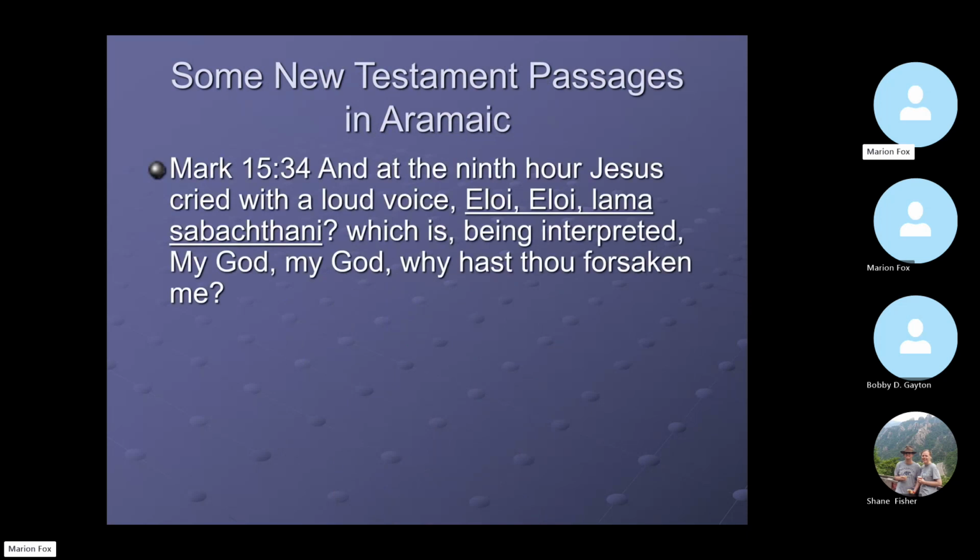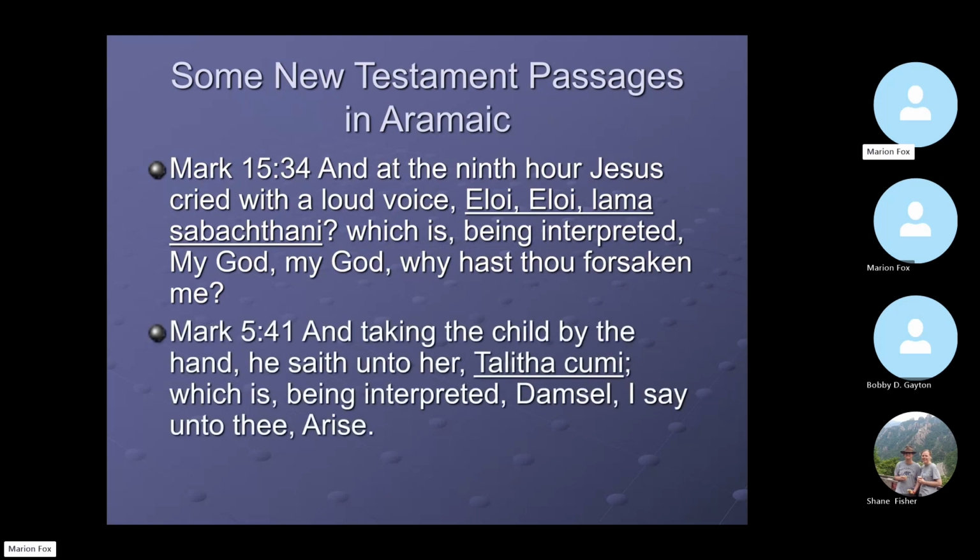Now, let's look at Mark 15:34. In the ninth hour, Jesus cried with a loud voice, Eloi, Eloi, lama sabachthani. Now that's Aramaic. It's transliterated into Greek, but it's Aramaic, which is being interpreted because, since it's a foreign language, he's going to interpret it. And he says, my God, why hast thou forsaken me? And this, of course, is a quotation from the Old Testament.